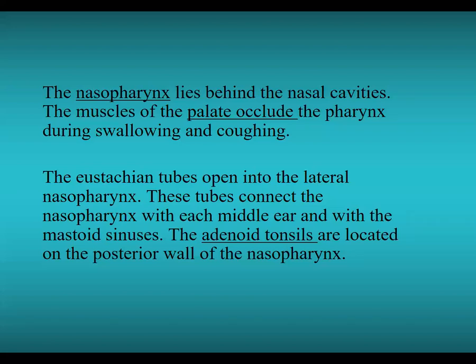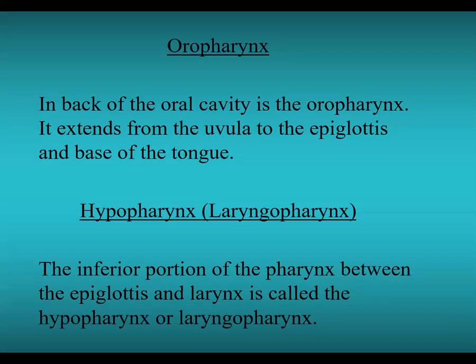So the nasopharynx lies behind the nasal cavities, and the muscles of the palate occlude the pharynx during swallowing and coughing. So it kind of has a little flap that goes over, and I'll show you that a little closer here in a moment. So the excretion tubes open into the lateral nasopharynx. These tubes connect to the nasopharynx with each middle ear and with the mastoid sinuses. So the adenoid tonsils are located on the posterior wall of the nasopharynx. So it's just giving you a little breakdown of the anatomy on the inside. If you was to look around, this is kind of the layout of what you would see.